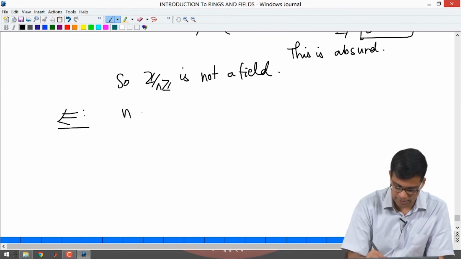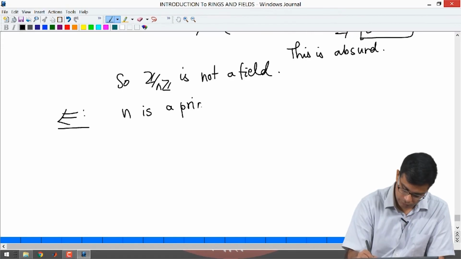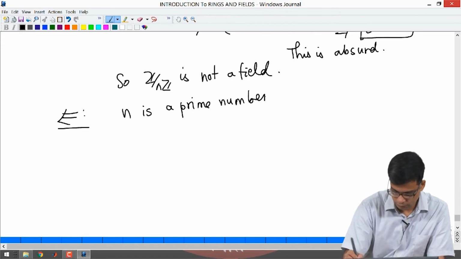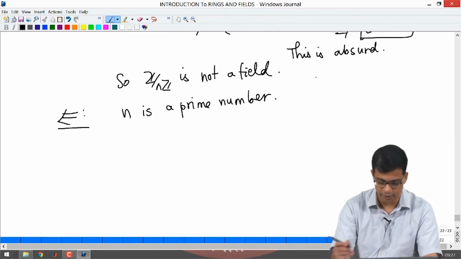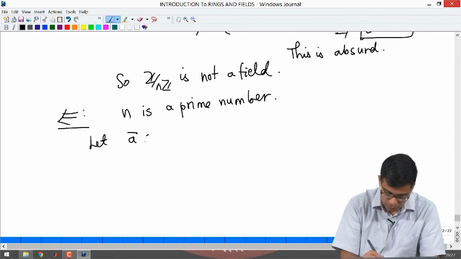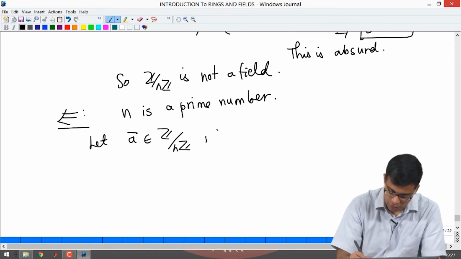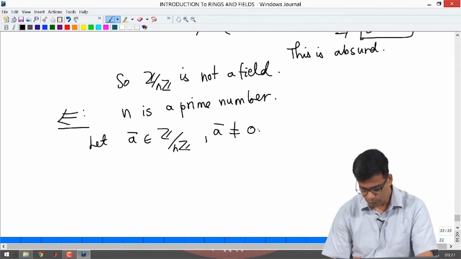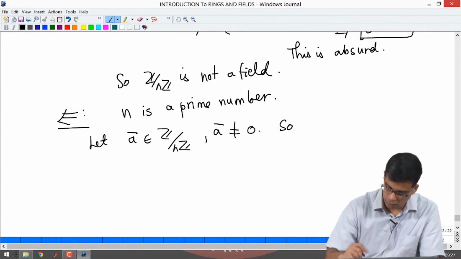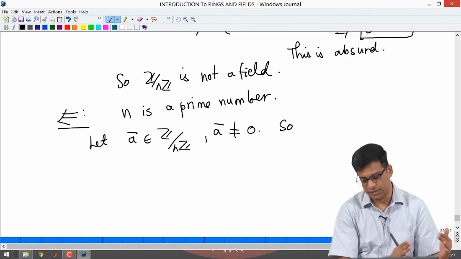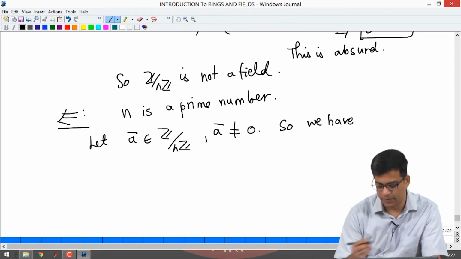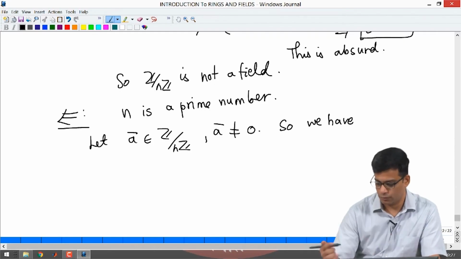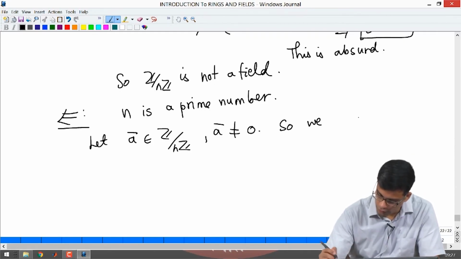So, here I am assuming n is a prime number. I want to show that Z mod nZ is a field. So, let a bar be in Z mod nZ, which is non-zero. I am going to bring it back to the integers and use the properties of integers. So, a bar is some element, right. We can pick any representative we want for a bar.